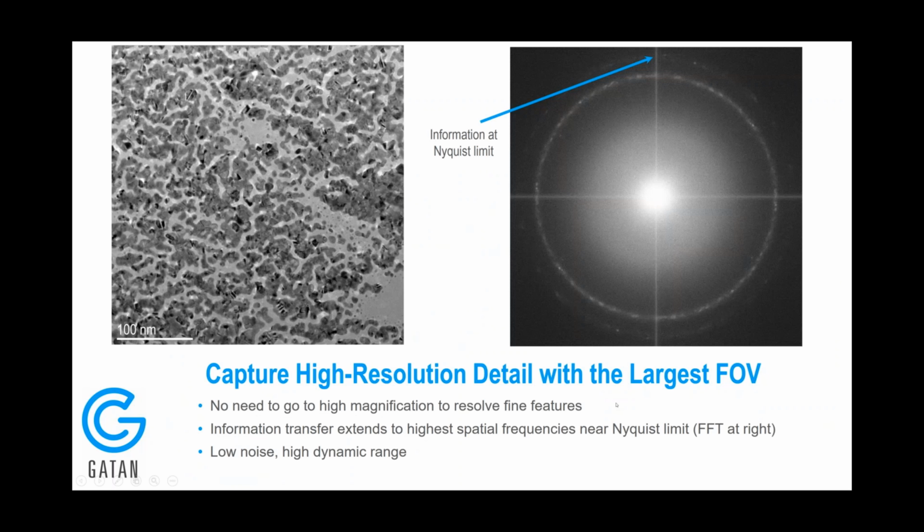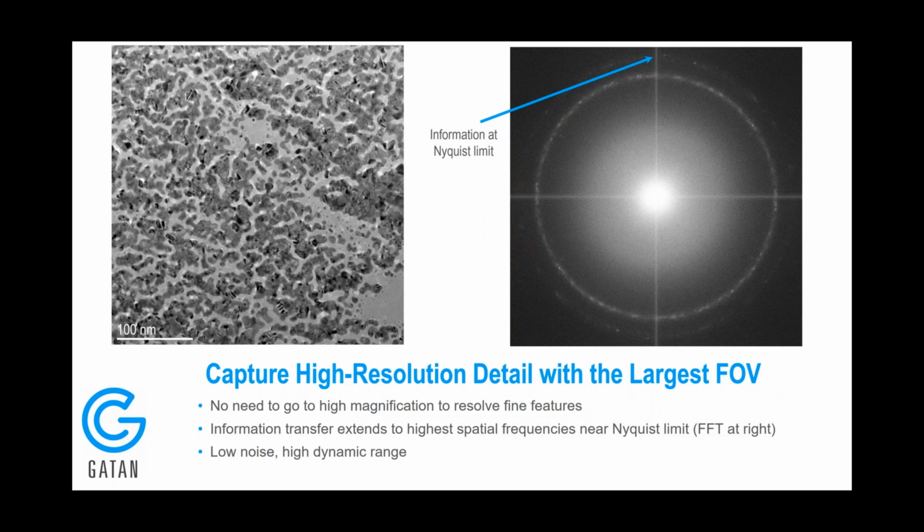So let's go through each of these items one by one and talk about them in more detail. Here I have an image from Rio 16, which is a 4K by 4K sensor, from a gold on carbon standard specimen that exists in most of the TEM labs. On the left-hand side, you see the TEM image. And on the right-hand side, you see the fast Fourier transform of the same image.